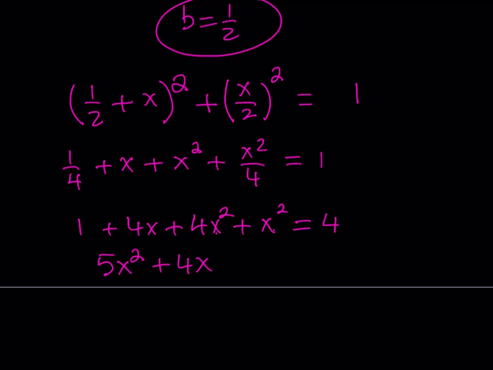Then 1 minus 4 is equal to, because we're going to have to bring this 4 to the left by way of subtraction, and that's going to be a -3. Okay, so that's our quadratic. How do you solve this quadratic?